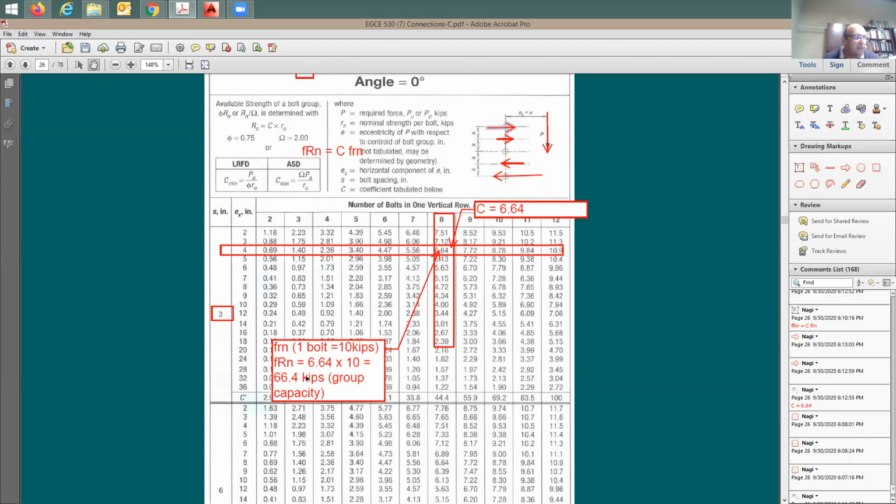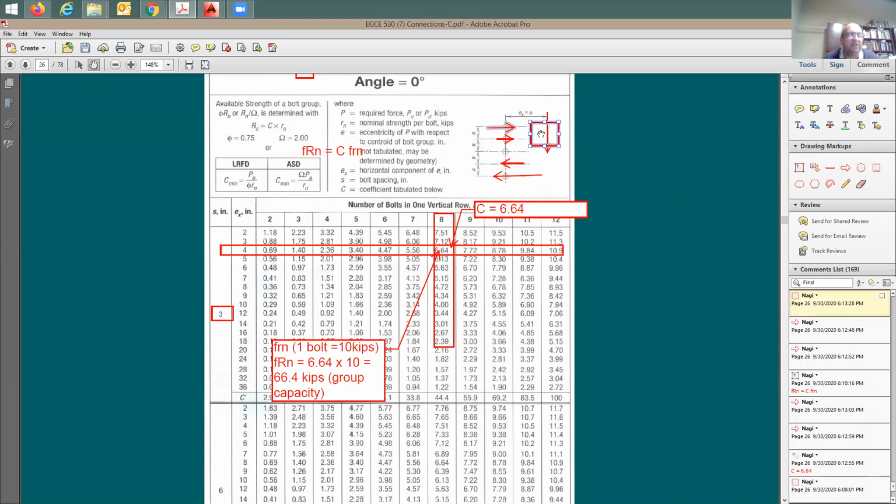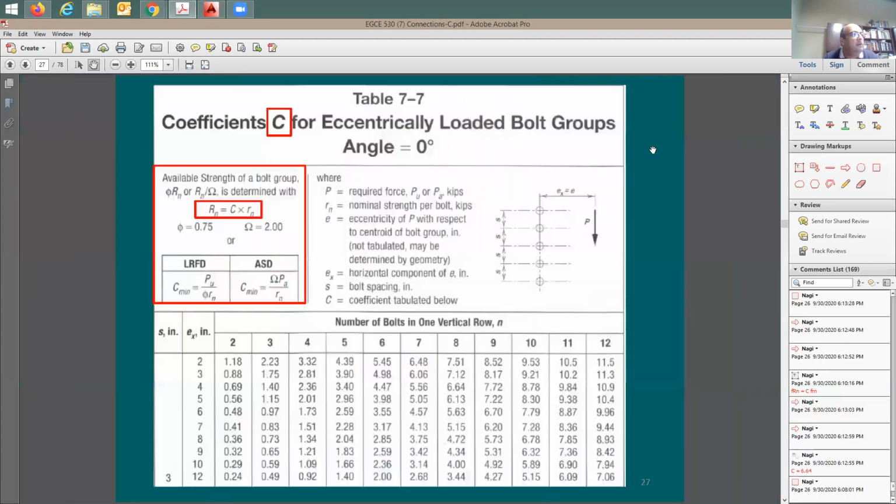Therefore, at the end, when you compare the 6.4, you compare it versus P. You say, here's the demand in shear, because this vertical force is going to be causing shear on these bolts. So when you compare this phi Rn, you compare it with P, or P sub U, for the ultimate force. All right.